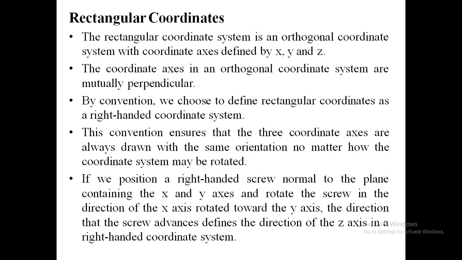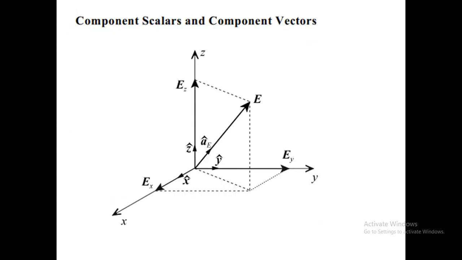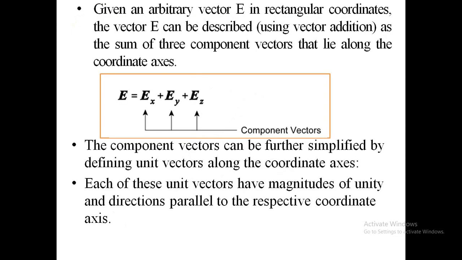system may be rotated. If we position a right-handed screw normal to the plane containing the x and y axis and rotate the screw in the direction of the x-axis rotated towards the y-axis, the direction that the screw advances defines the direction of the z-axis in a right-handed coordinate system. This diagram represents component scalars as well as component vectors in a rectangular coordinate system.